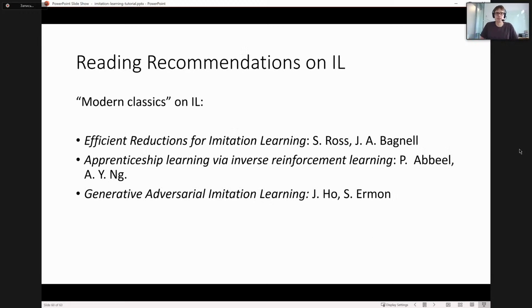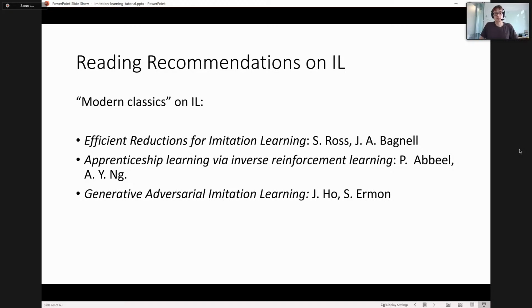If you want to read more about imitation learning, I want to recommend 3 modern classics. First paper, Efficient Reductions for Imitation Learning. It's a paper that discusses the shortcomings of behavioral cloning. You should use behavioral cloning in many cases, and if you do, then this is a paper to read. I cannot recommend it highly enough. Second paper, Apprenticeship Learning via Inverse Reinforcement Learning, which introduces this idea of matching features in the context of imitation learning that we have seen. And finally, the most modern method, Generative Adversarial Imitation Learning, the idea of using GANs to do imitation learning.